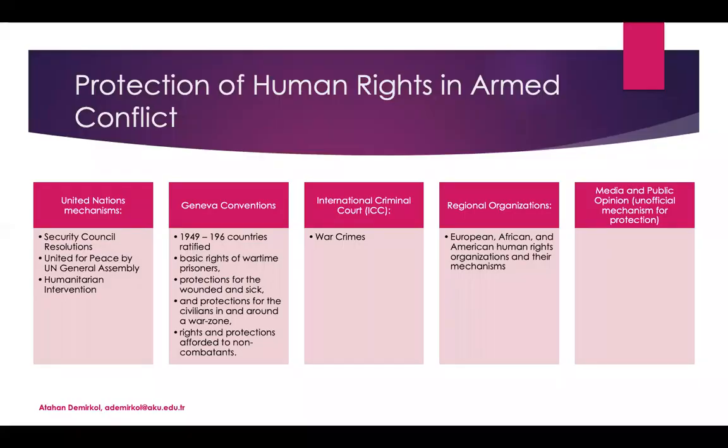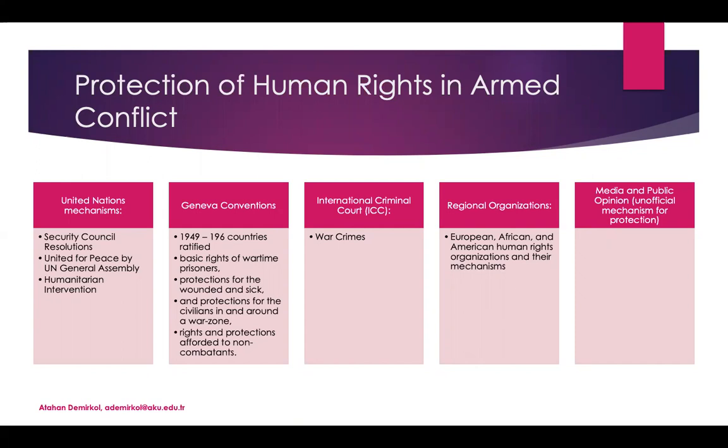When we come to protection of human rights in armed conflict, we see several mechanisms, several organizations, and conventions for the protection of human rights in armed conflict. First of all, the first one is United Nations mechanisms, like Security Council resolutions regarding the protection of human rights in armed conflict.